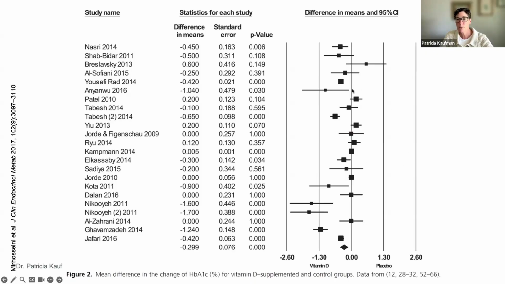So we can see that a number of studies are not significant. This one is significant, this one is significant, this one, and it has a very small confidence interval. But we can see at the diamond, the overall effect of bringing all the data of these studies together, we can show that it does have a reduction in HbA1c.